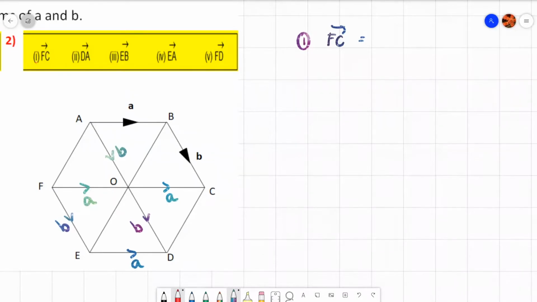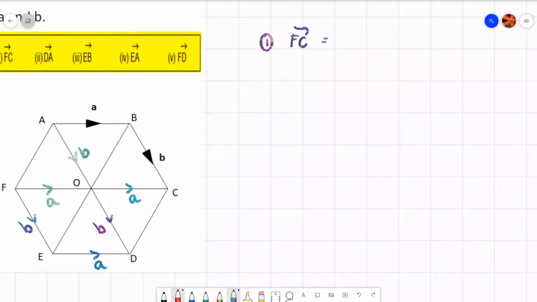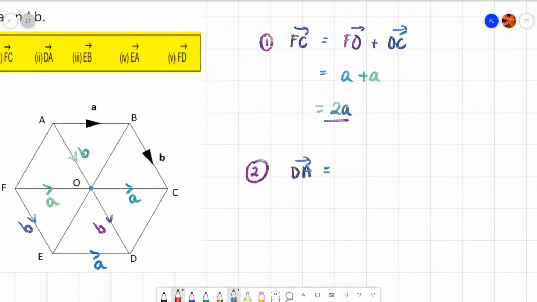So we can use this fact now to work out F to C. F to C is A add A. Now you could write that as F to O add O to C, because the O is the center. A add A, which is 2A. Right, next one is D to A this time round. Where's D? Now we're doing D to A, which is there. So I'm going to do D to O plus O to A. D to O opposite direction, minus B, which is minus 2B.